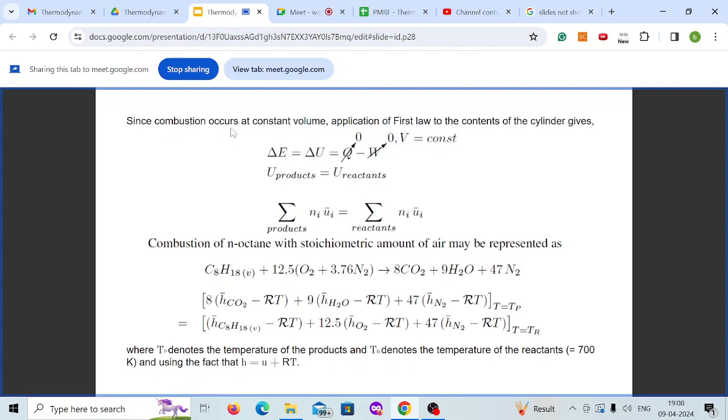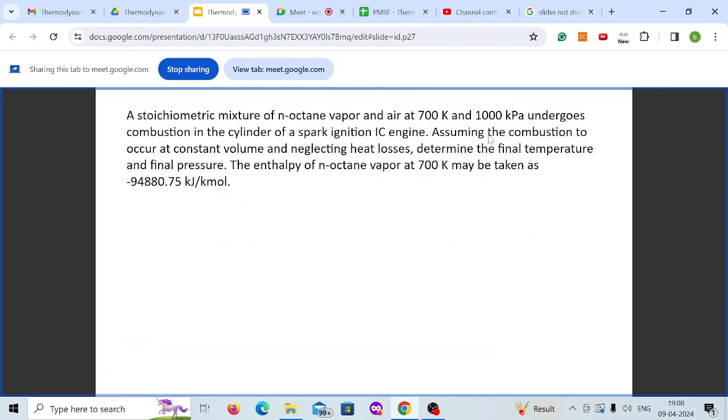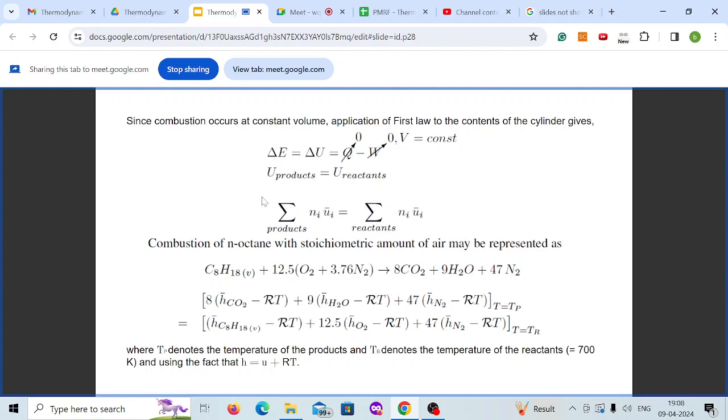Since combustion is occurring at constant volume, the change in energy of the system is the change in internal energy. So the internal energy U of the products is equal to the U of the reactants. Previously what we did is we balanced the enthalpies, because that was at constant pressure. Now it's occurring at constant volume, so we are equating the internal energies. So your product internal energy is equal to the reactant internal energy.